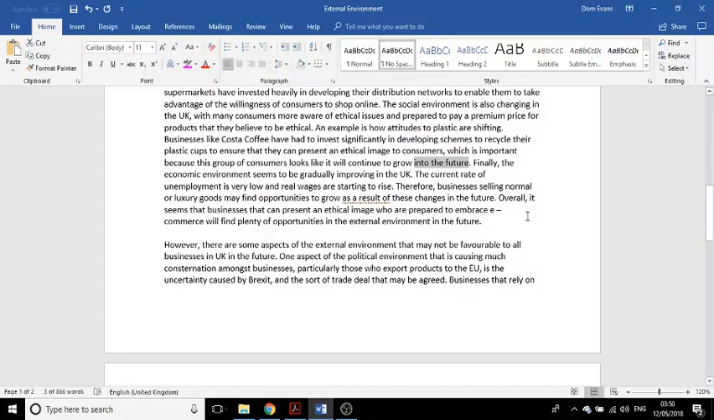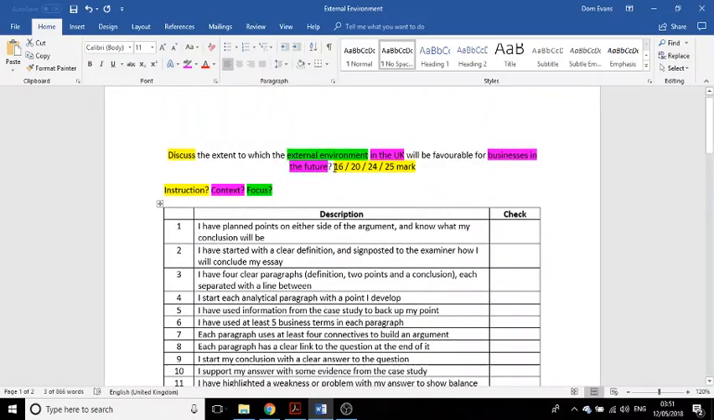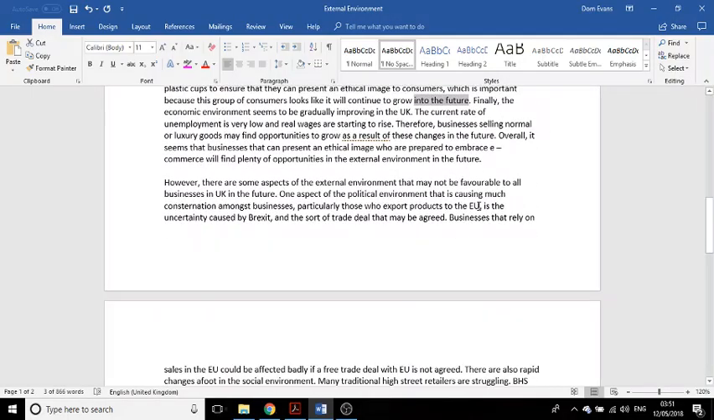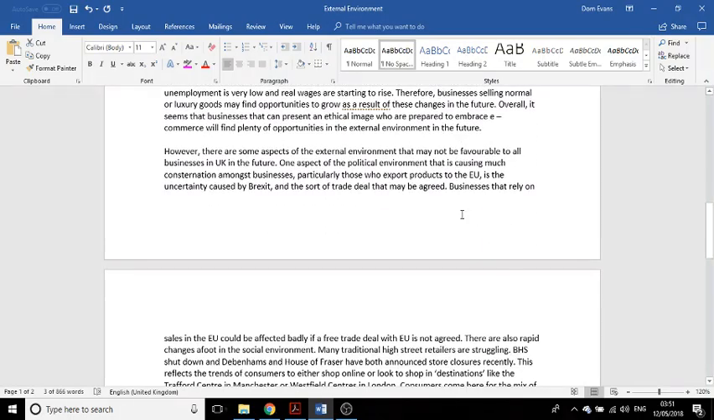At the end of the paragraph, I'm just going to summarize what I've said, and this might bring in a little bit of evaluation. Overall, it seems that businesses that can present an ethical image who are prepared to embrace e-commerce will find plenty of opportunities in the external environment in the future. So I've got a little bit of analysis about the sort of businesses who are going to find the external environment beneficial in the future. It should be really clear to the examiner that I'm focused on the question and answering it.